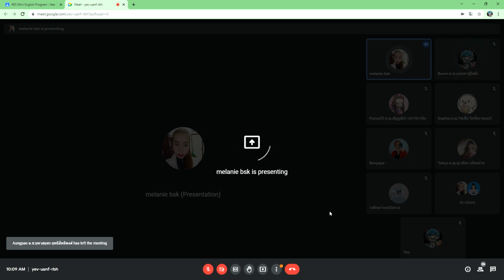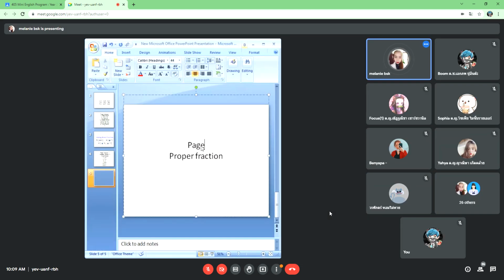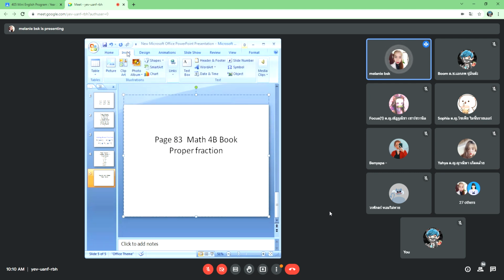Okay, great job. So we're going to check page 83 of your book, children, your math book. For the proper fractions, you have to circle them. You're going to circle the proper fraction. I will just write them down, okay, children? Just a moment.